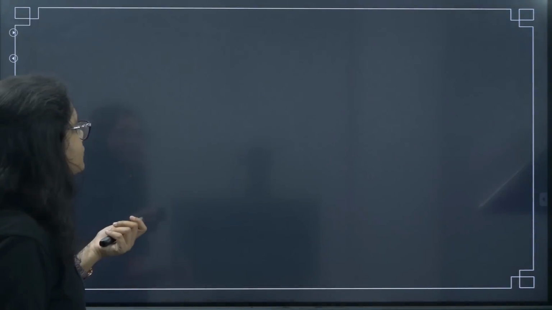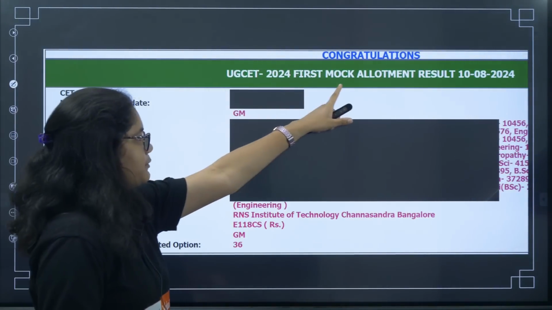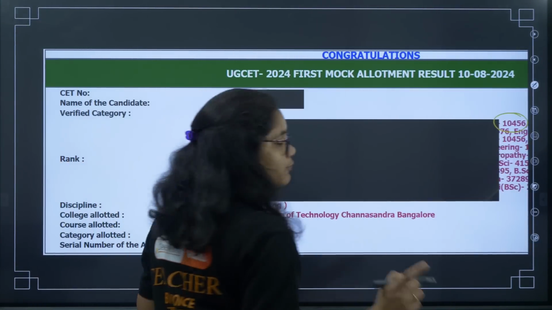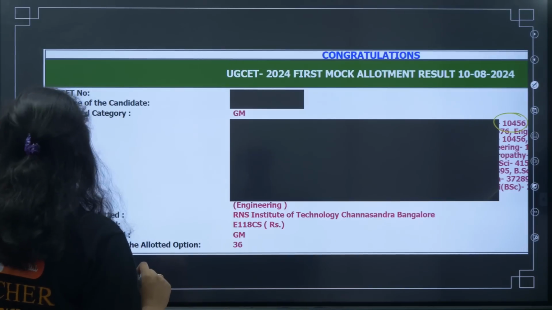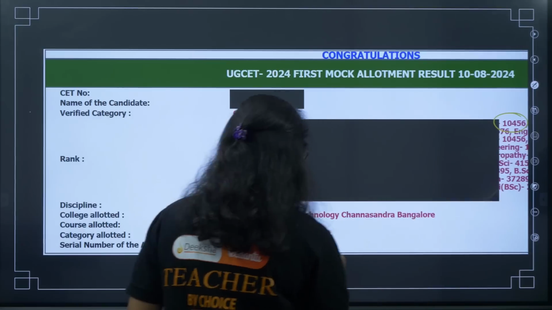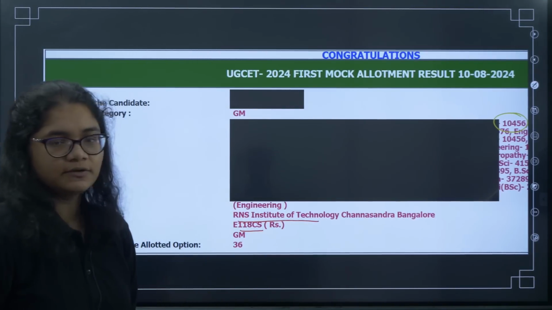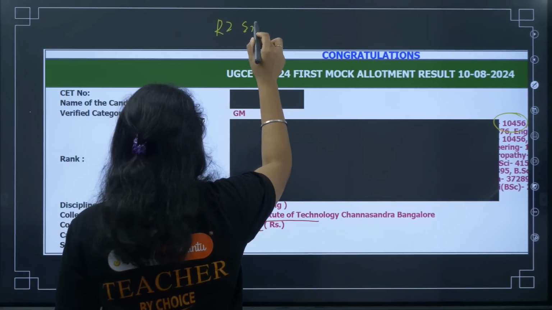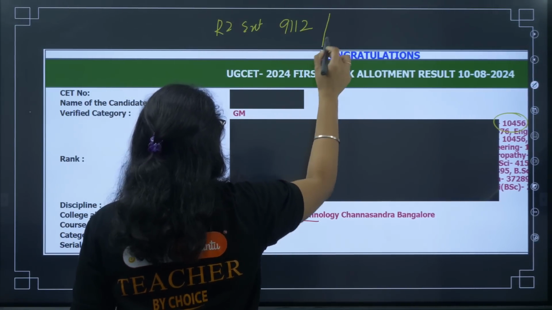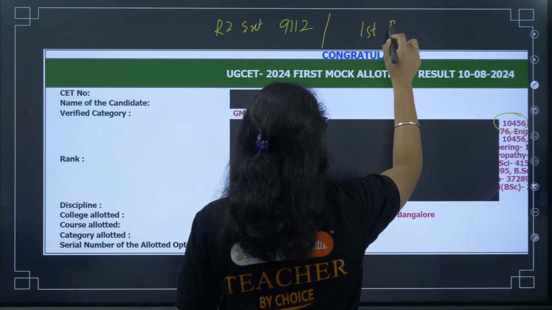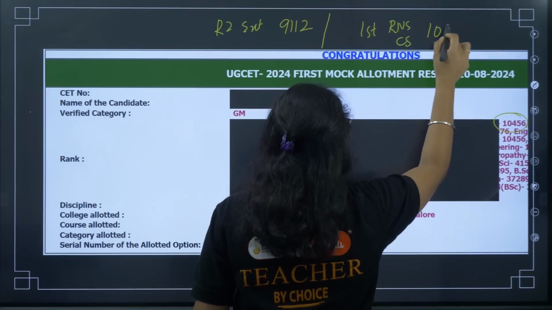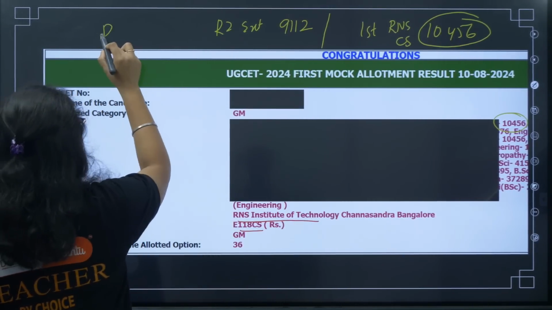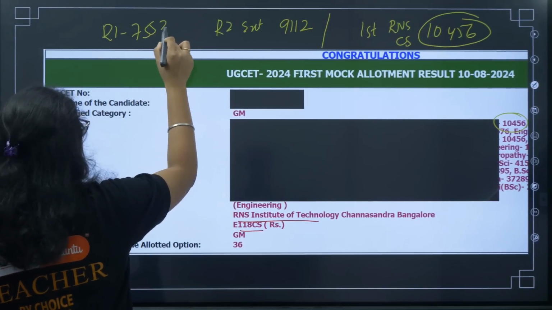Now let us see the student's rank this year. It is the UGCET 2024 first mock allotment result. You can see the student rank is around 10,456, and the student has got which college? The student has got RNS Institute of Technology in CS branch. So last year the round 2 extended cutoff was around 9112, and this time in the first round for RNS in CS at 10,456 we are getting that college. And in the first round last year, what was the cutoff? It was around 7,554, right?